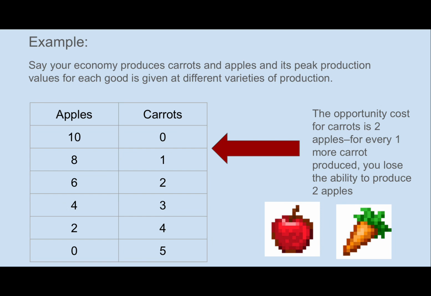Let's put opportunity costs into an example. So this economy would produce either apples or carrots. And as you can see in the chart, if they produce 10 apples, then they produce 0 carrots. 8 apples, 1 carrot. 6 apples, 2 carrots. It goes on until you get 5 carrots produced and no apples. And so the opportunity cost for carrots is 2 apples, and for every 1 more carrot produced, you lose the ability to produce those 2 apples, which shows that the opportunity cost for carrots increases as you make fewer apples, and vice versa.